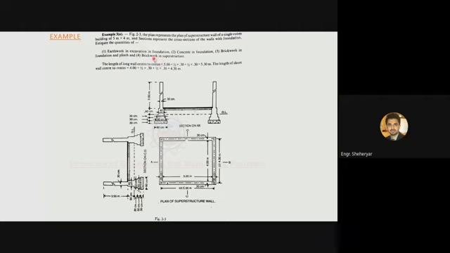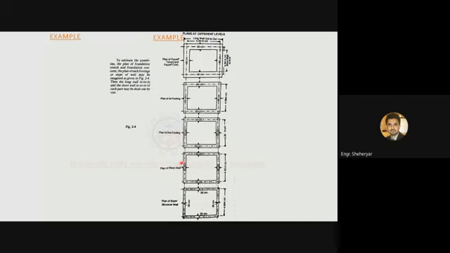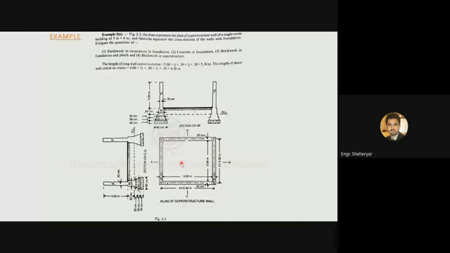So you have to calculate the following quantities for this. These are the cross sections, and this is the plan view of the room. Let's open the Excel sheet.